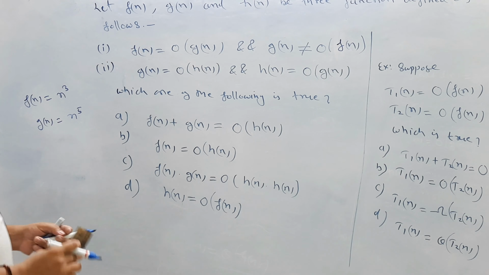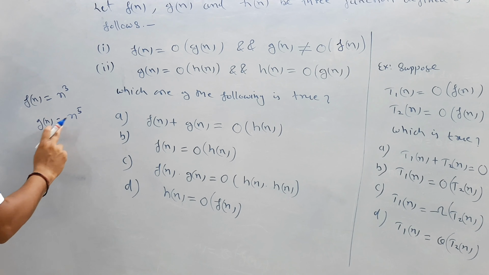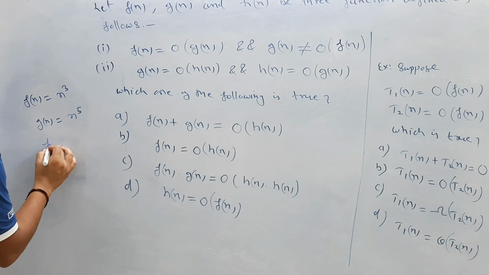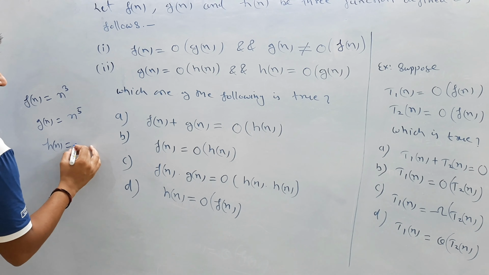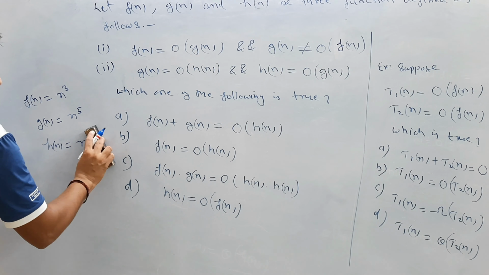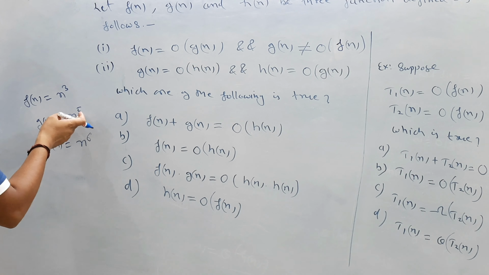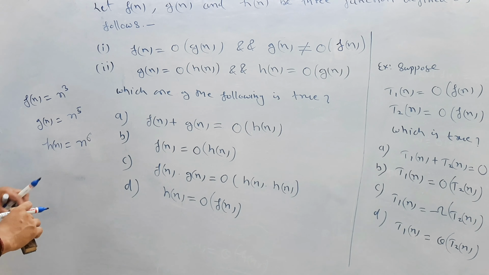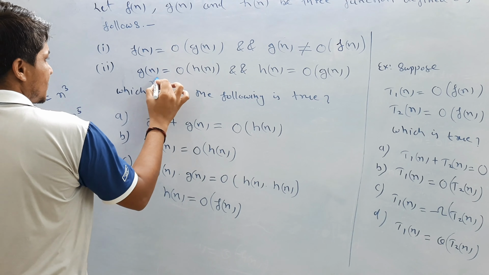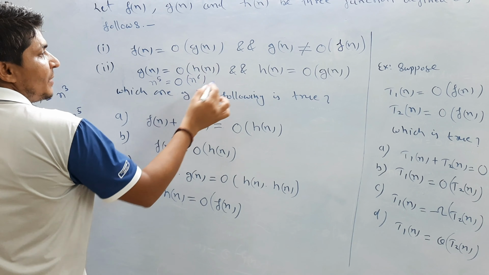Now for the second statement, we have already considered g of n as n raised to power 5. What could be the possible value of h of n? Can I take h of n equal to n raised to power 5? Can I take n raised to power 6, or anything greater than n raised to power 5? If I take n raised to power 6, then g of n is big O of h of n is true.